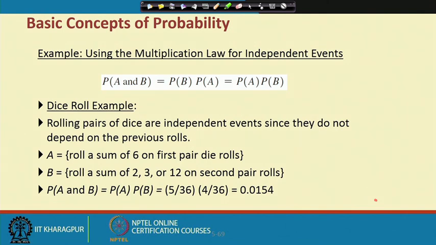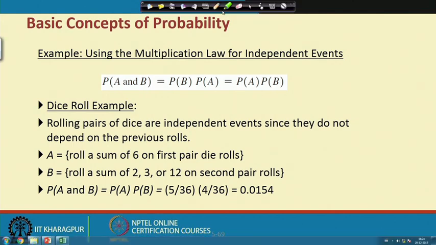Again, similar probability concepts. So, here some of the rules are there. When there are two independent events and they are completely independent of each other, then the probability of A and B is simply probability of A into probability of B. So, the cited example here.